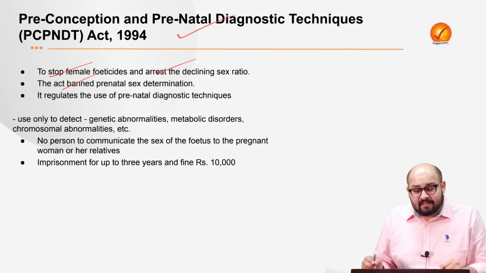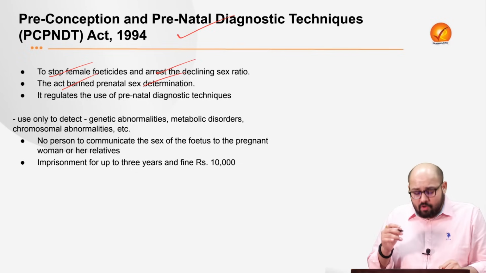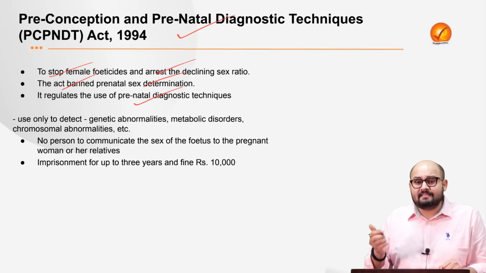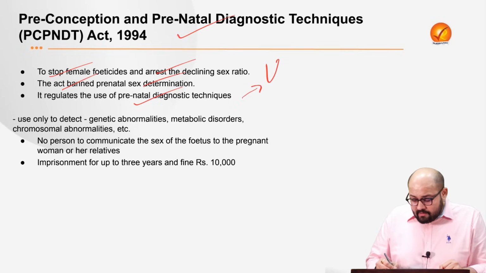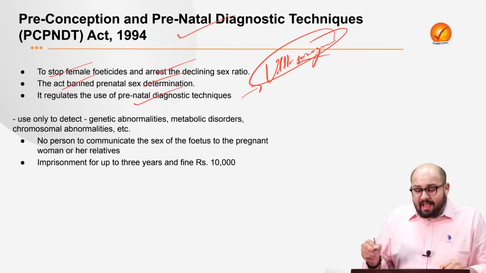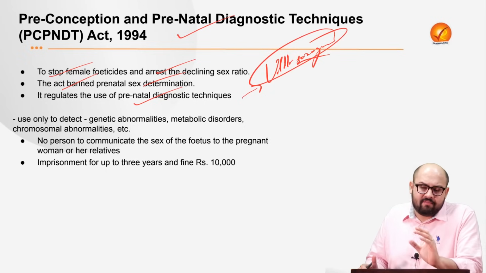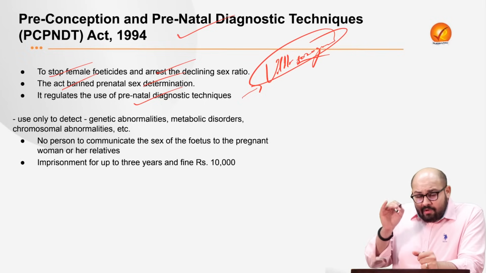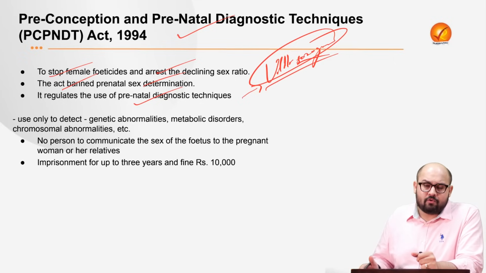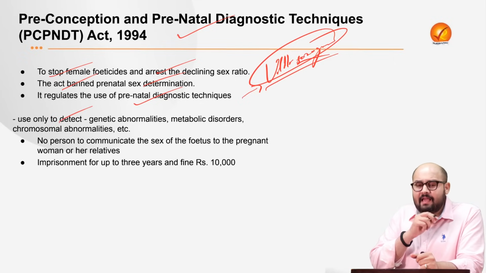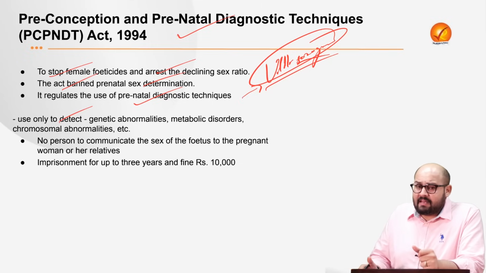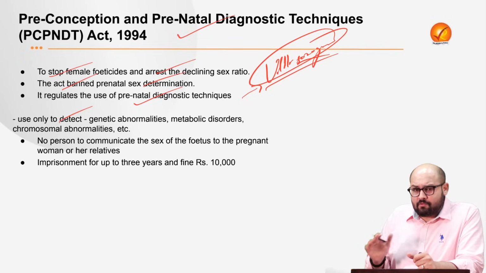The act banned prenatal sex determination. It regulates the use of prenatal diagnostic techniques. What are these techniques? For example, ultrasonography. So we have ultrasound machines. These machines cannot be used to determine the sex of the fetus, right? They can only be used to detect genetic abnormalities. If you have a fetus which is suffering from genetic abnormalities, only then these machines can be used, for metabolic disorders and other abnormalities.